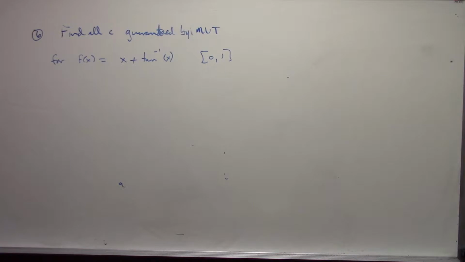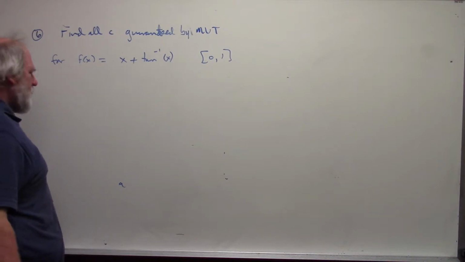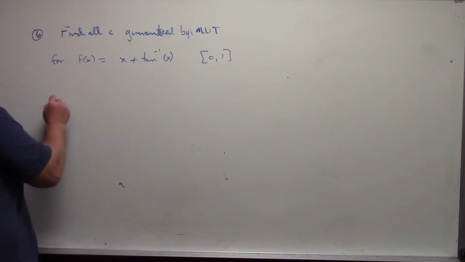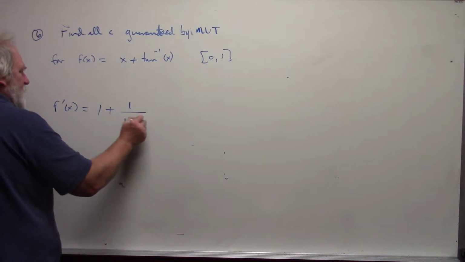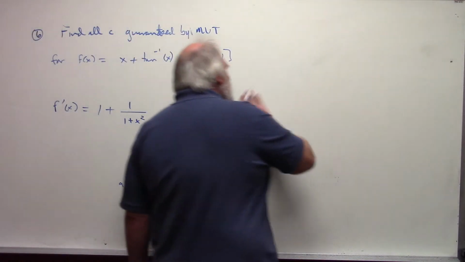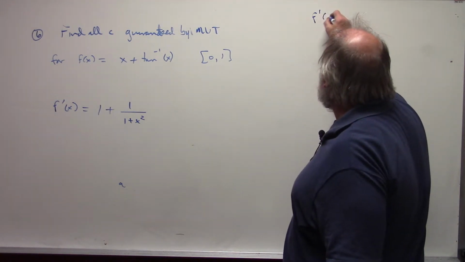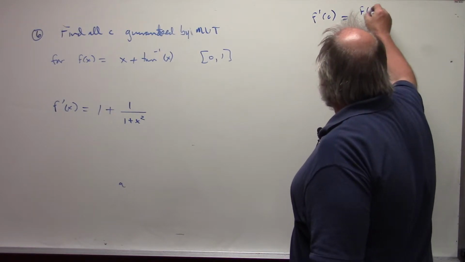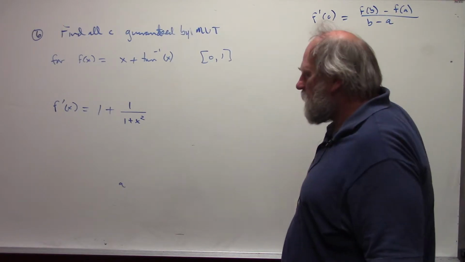Okay? So this function is continuous everywhere, differentiable. So let's take the derivative. F prime of x would be 1 plus 1 over 1 plus x squared. That's the derivative of arctan. And MVT says f prime at c, let me write up the conclusion, is equal to f of b minus f of a over b minus a. Literally, let's plug in values.